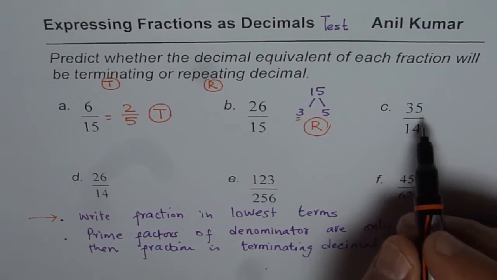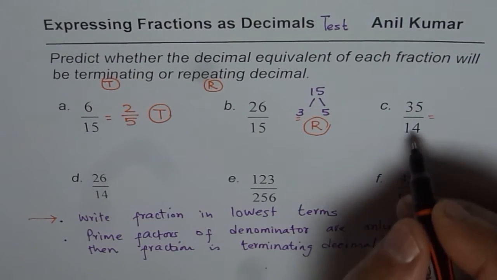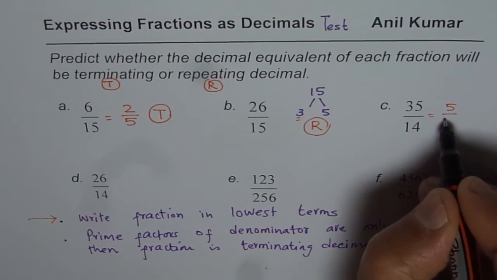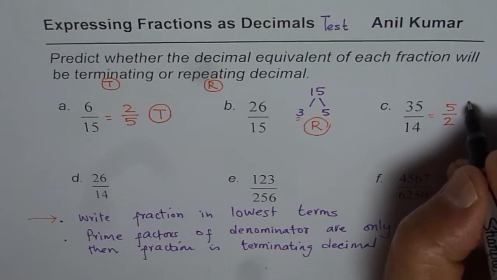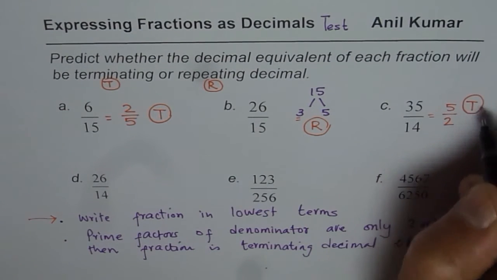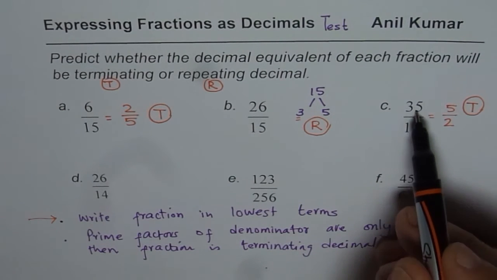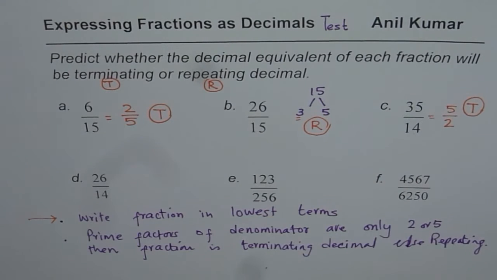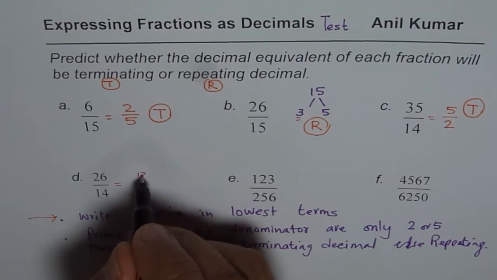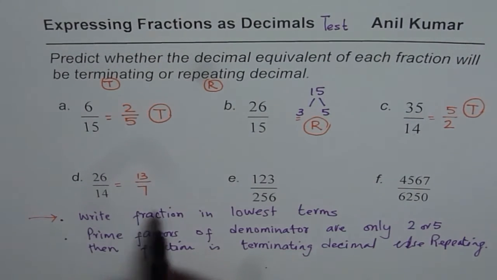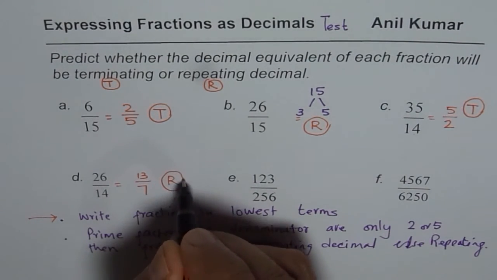Okay, let's move on. 35/14. Here we can divide both by 7. 7 times 5 is 35. 7 times 2 is 14. Now only 2 is in the denominator, and therefore this should be terminating. See, 7 is a factor of the denominator, however it gets cancelled, and therefore it is not repeating, it is terminating. So that is the trick. Let's simplify 26/14 first. It is 13/7. Since 7 is not in this list of 2 and 5, that should be a repeating decimal. So that is the key idea.